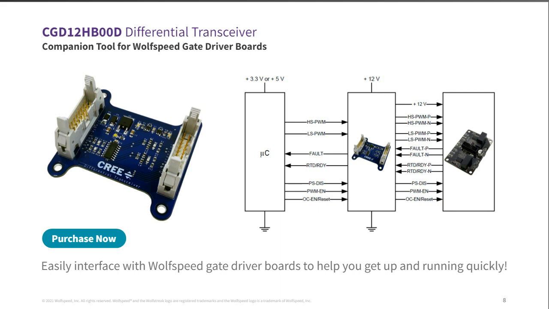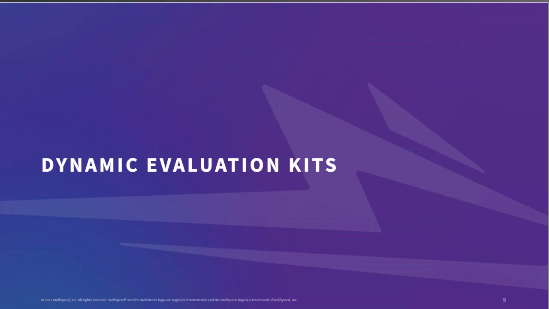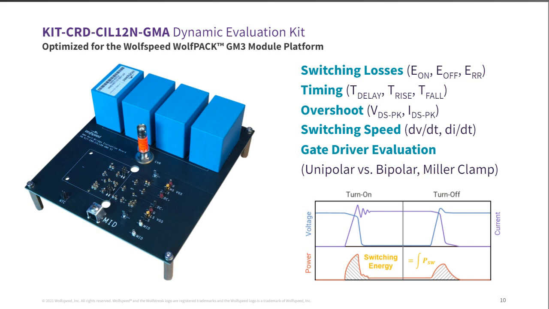So that concludes our board level reference designs. Now I'll get into some of the dynamic evaluation kits. As an example, here you can see our dynamic evaluation kit for the GM3, which is our half-bridge Wolfpack module platform. I'll cover it in just a minute, but we offer these dynamic evaluation kits for most of our module platforms. I'll just use this GM3 as an example.